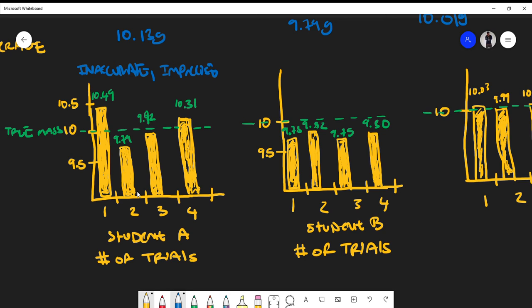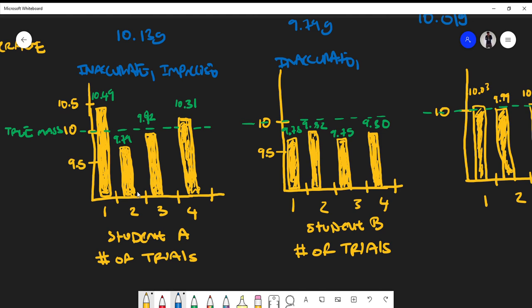Now let's look at student B. Student B is interesting. Would you say he's inaccurate or accurate? I would say he's inaccurate. Why? Because look at our true value. The true value is 10 grams. Look at all these measurements. He's nowhere close to the true value of 10 grams, right? So we'll say that this is inaccurate.